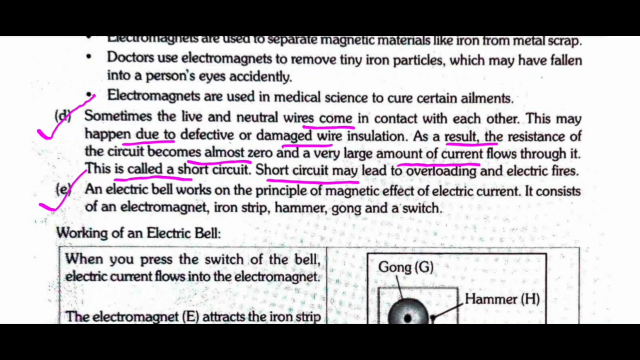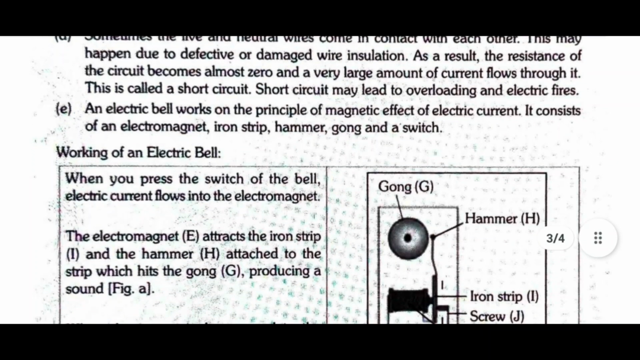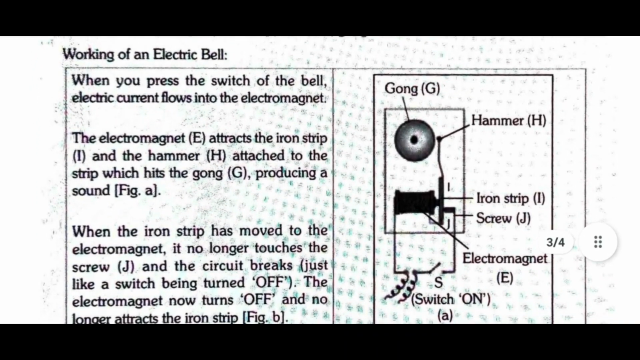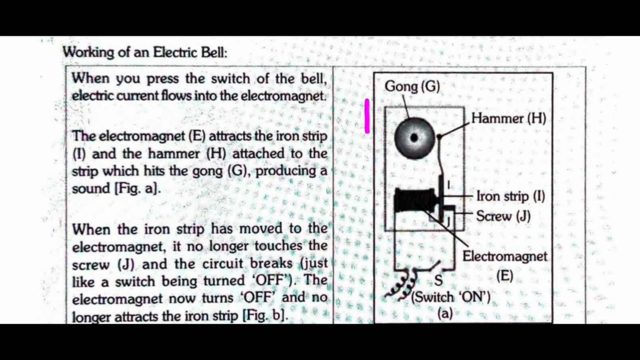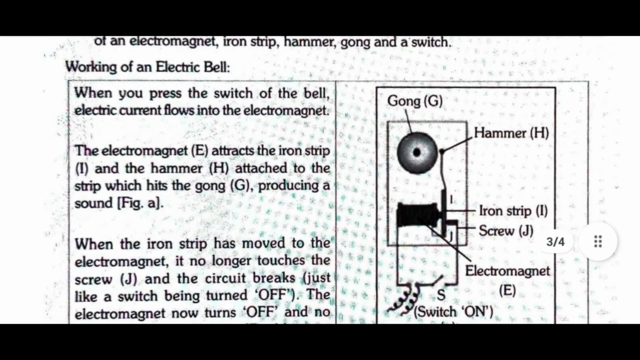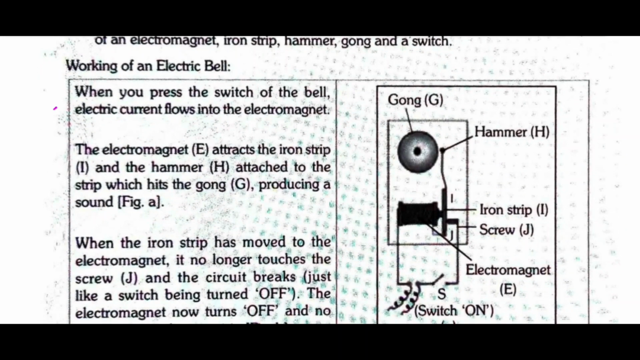Then question number E, on which principle does an electric bell work? Explain its working. An electric bell works on the principle of the magnetic effect of electric current. It consists of an electromagnet, iron strip, hammer, gong and a switch. Working of an electric bell. You draw this type of figure on a white page of your copy, then write its working principle on a ruled page.